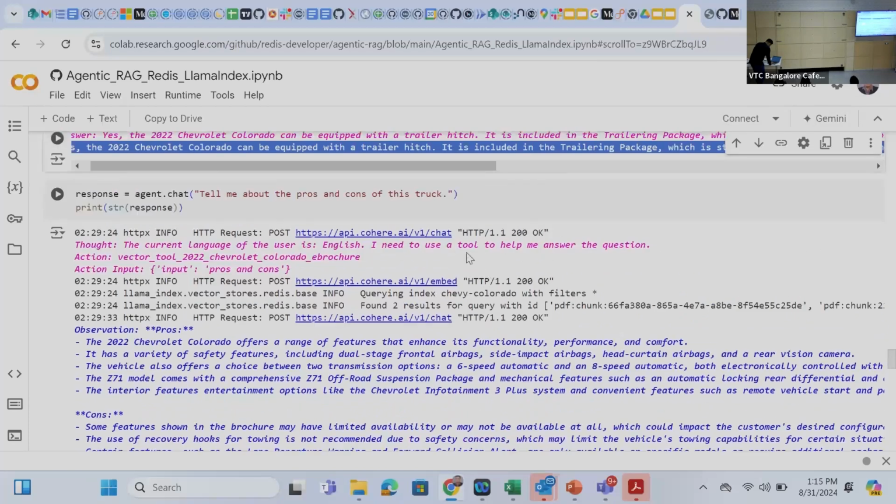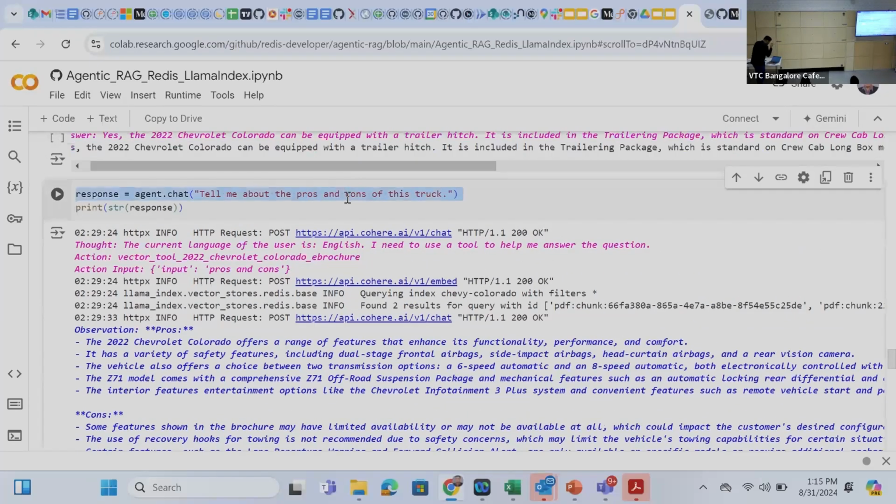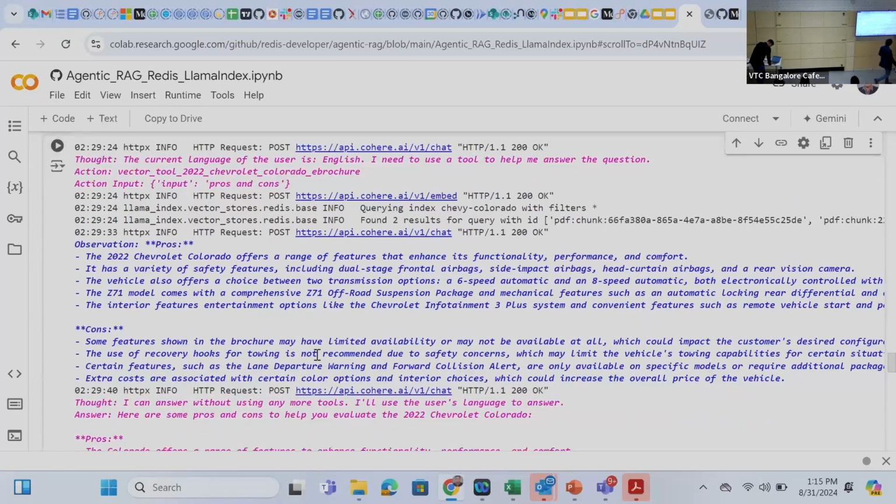And even the most generic questions, like what are the pros and cons of this vehicle, are answered. Though it's not covered in the manual, it's still able to answer that. So if you see over here, it's able to answer what the pros and cons of this vehicle are, and based on that, you can take a decision whether to go ahead with the vehicle purchase or not.